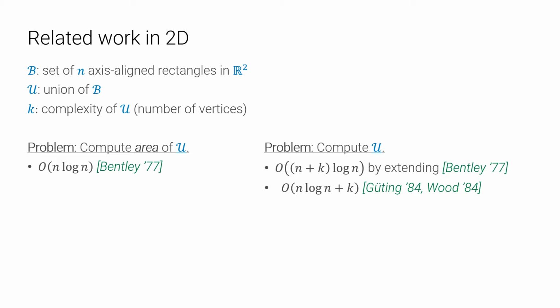So we first note that both of these problems have been considered extensively over the years, and we'll start with the results in the plane. So here we're given n axis-aligned rectangles with no restrictions on the side lengths. Bentley showed that you can compute the area in n log n time, and if you extend those techniques, you can get n plus k times log n to compute the union. Shortly after, Güting followed by Wood gave different algorithms to compute the union in only n log n plus k time.